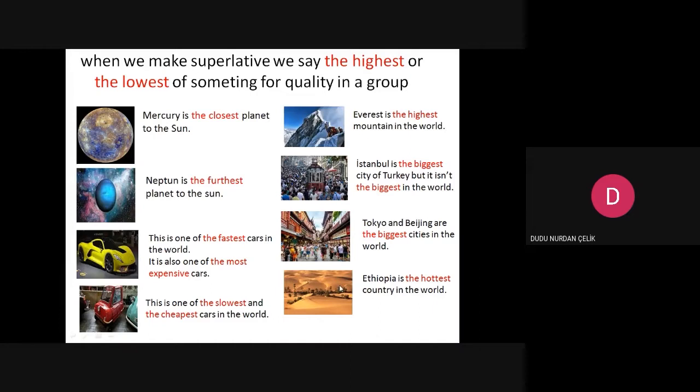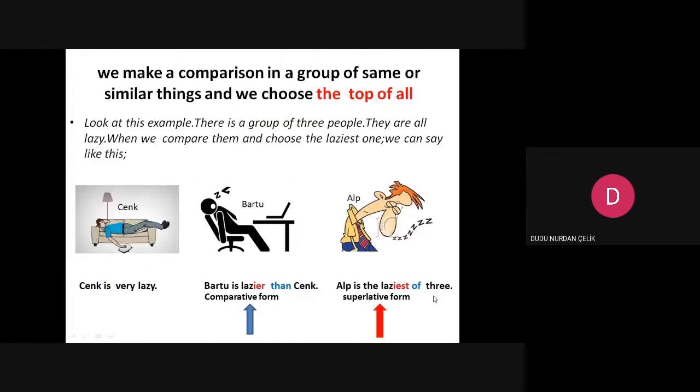And Ethiopia, this is a picture of Ethiopia. It's really hot. It's the top hot. So we can say Ethiopia is the hottest country in the world. The other countries are hot, but Ethiopia is the hottest country in the world. We make a comparison in a group of same or similar things, and we choose the top of all.